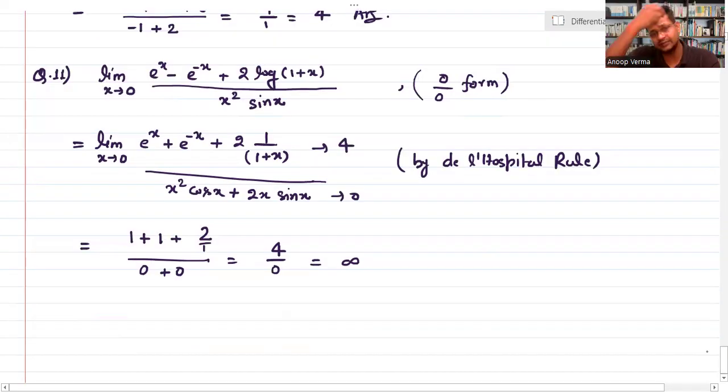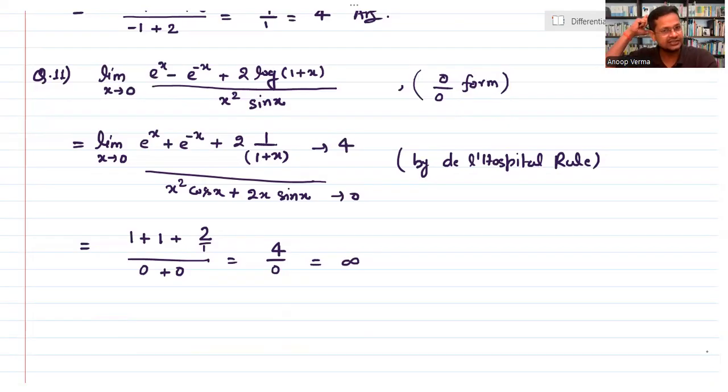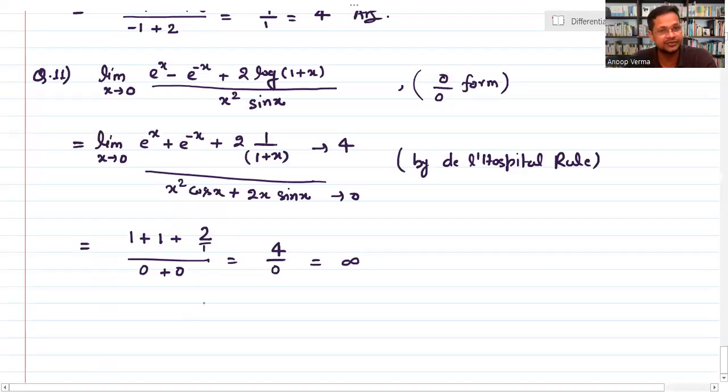In your textbook I will verify these questions again, but I think the answer given there is wrong, because there is no mention of 1 upon, or it may be a misprint. Misprinting of questions also happens sometimes, but this answer is correct, so this infinity is correct. Okay, let's move to the next problem.